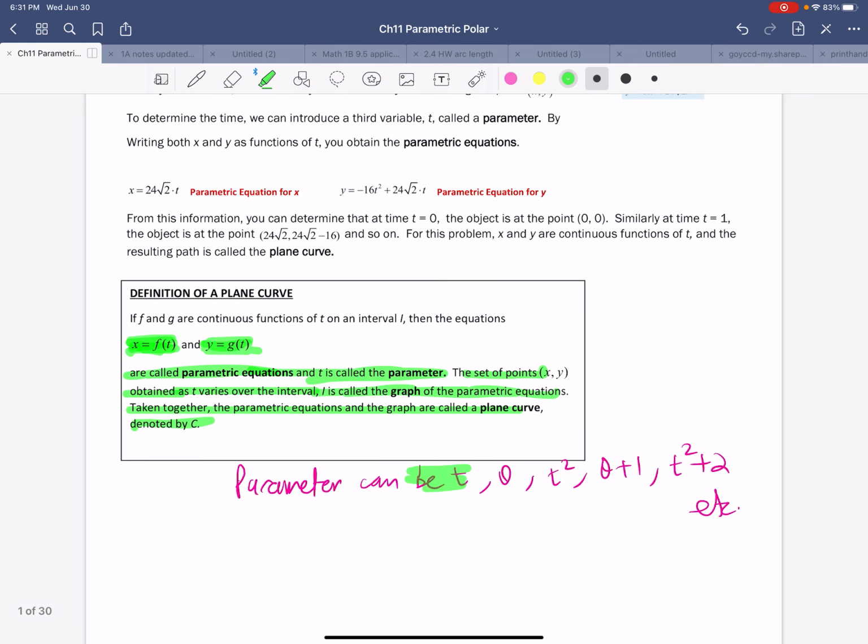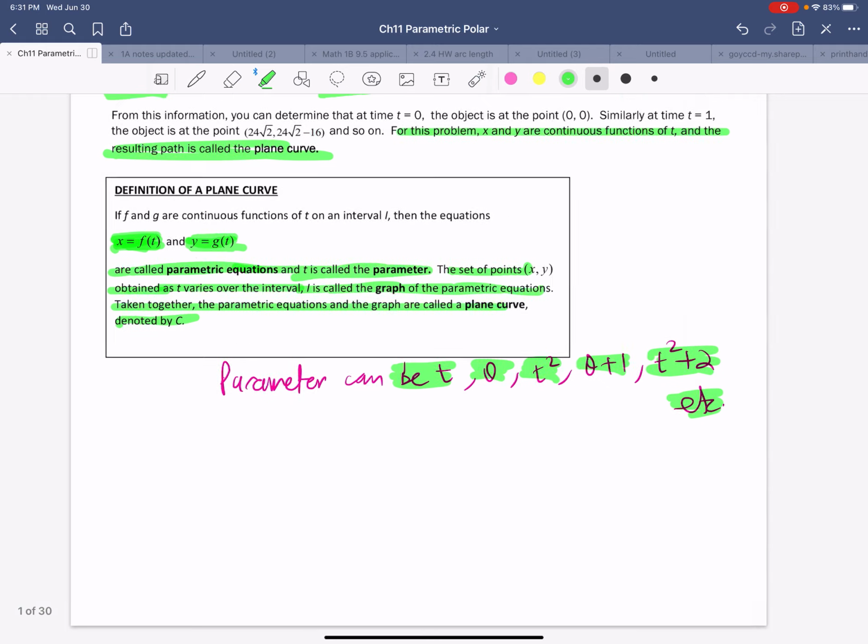The parameter doesn't have to be just t. It can be theta. It could be t squared, theta plus 1, t squared plus 2, or any other variable that both x and y depend on. Here's an example of a parametric equation: x equals 24 root 2 times t, and y is equal to negative 16 t squared plus 24 root 2 times t. Both x and y depend on the variable t, and that is a parametric equation. The path does have a direction when we plot or graph parametric equations.